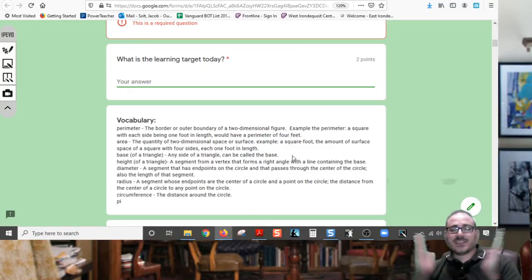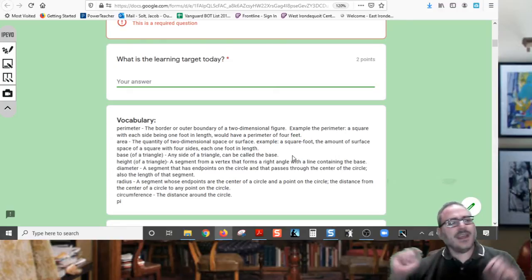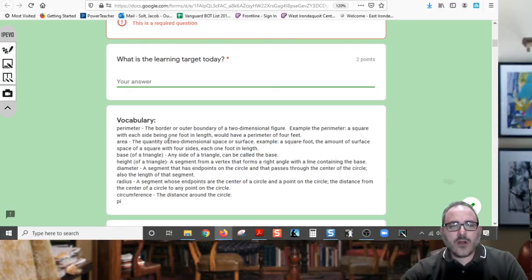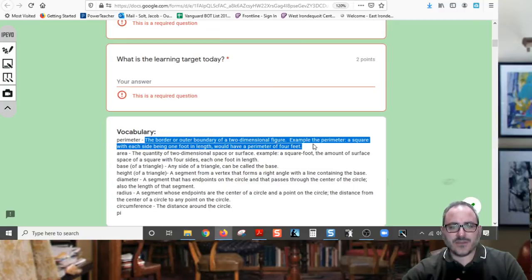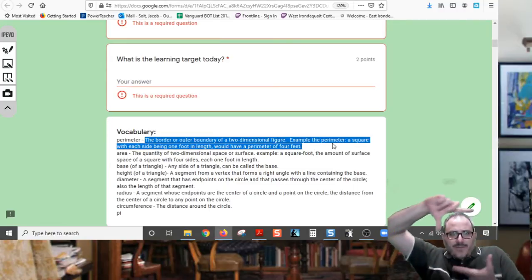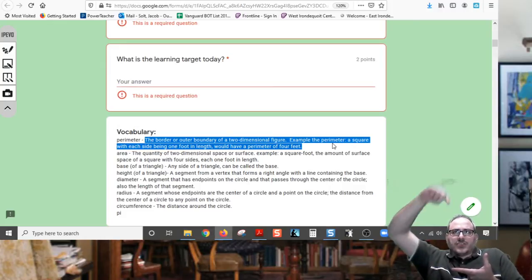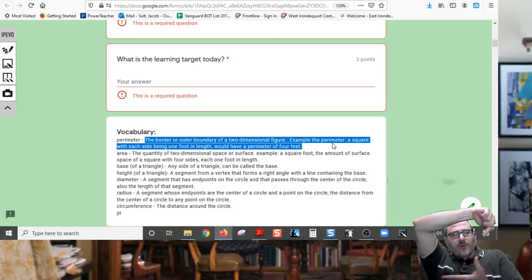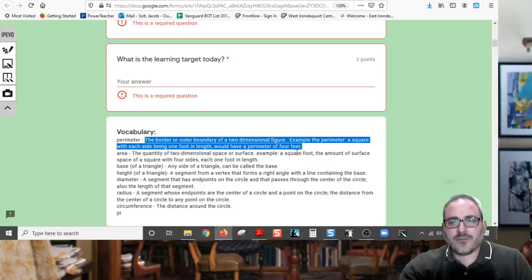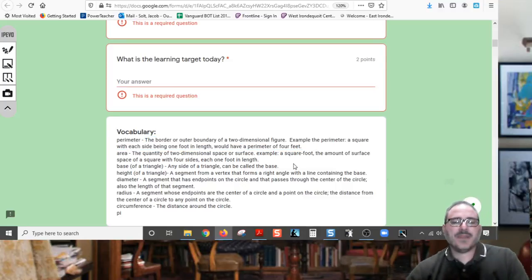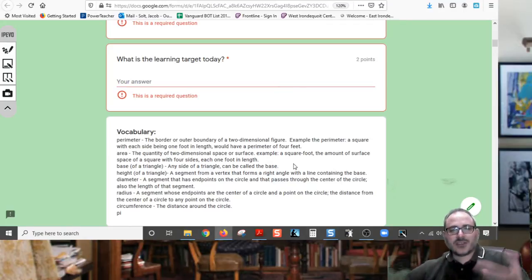So before we get started, let's talk about what is perimeter. I kind of already talked about it. The perimeter is the border or outer boundary of a two-dimensional figure. So for instance, if you had a square where each side is 1 foot in length, then the perimeter would be 4 feet because you'd have 1, 2, 3, 4 lengths of 1 foot. 4 times 1 is 4. You have a perimeter of 4 feet. All right, that makes sense. Area, in the sense we're going to be using it today, is the quantity of two-dimensional space or surface.